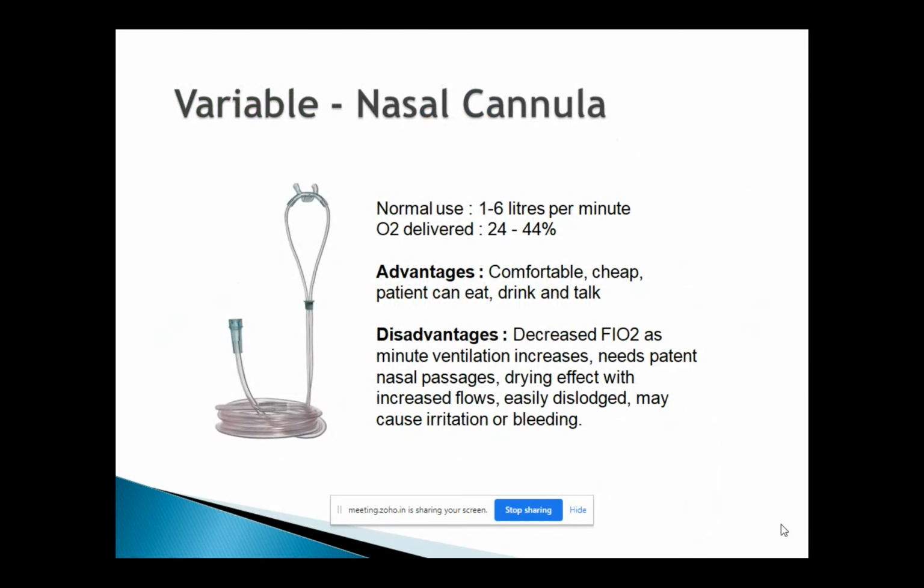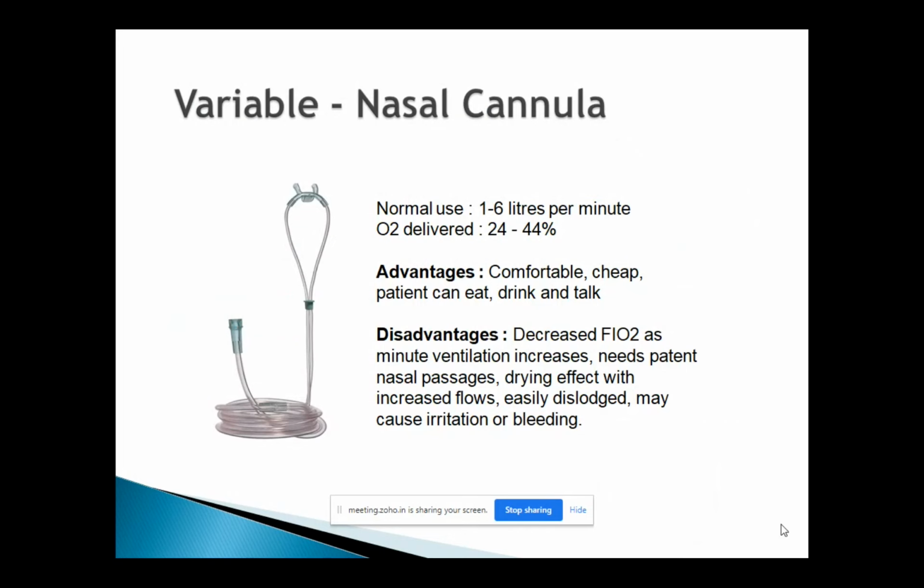Okay, let's go back to this again. So what is the advantage of giving somebody oxygen with a nasal cannula? Of course, it's comfortable, it's cheap. The important thing is a patient can eat and drink and talk. But the disadvantage, as I said, the FiO2 varies, depends on the respiratory rate and the tidal volume. And you make sure the patient has got a patent nasal passage, because oxygen is going through the nose.